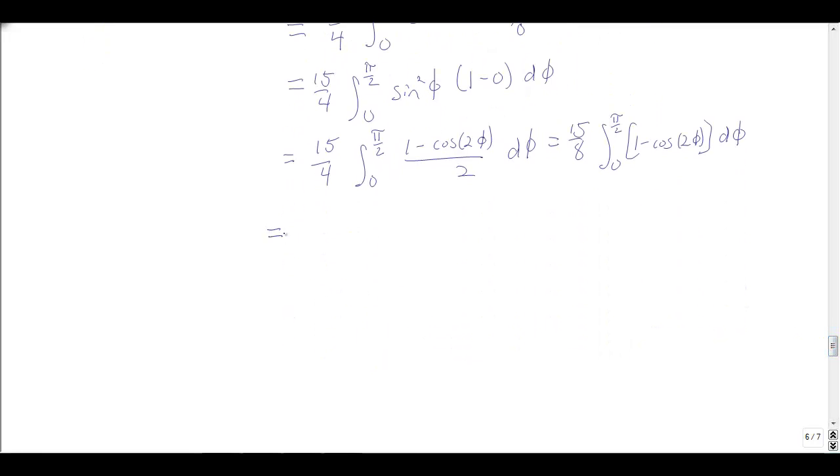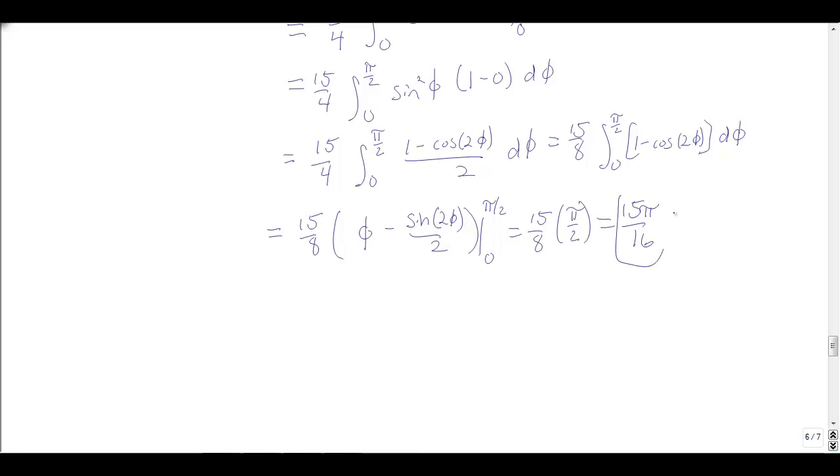And then I integrate, so I get 15/8. And let's see. The antiderivative of 1 is phi. Antiderivative of cosine 2 phi, negative cosine 2 phi is going to be negative sine 2 phi over 2. Integrate from 0 to pi over 2 with my phi's. So I get 15/8. Plugging in pi over 2 gives me a pi over 2. Sine of 2 times pi over 2 is sine of pi. That's 0. I plug in a 0, I get a 0. Sine of 0 is 0. So what I end up with is 15 pi over 16.